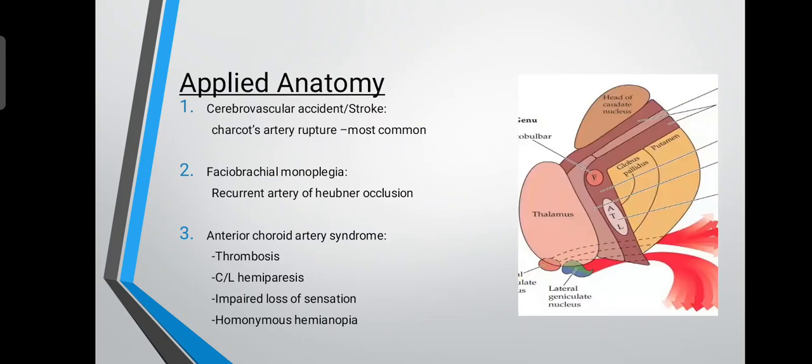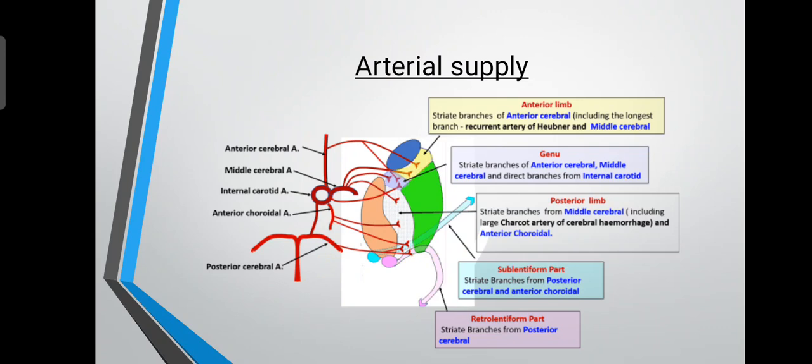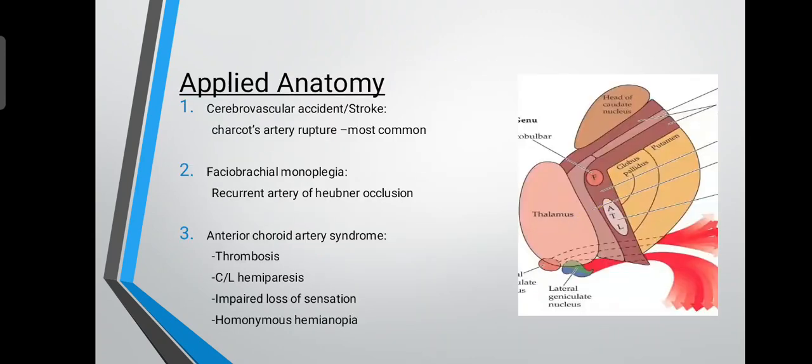Next, we have learned another artery called recurrent artery of Heubner, which is a branch of anterior cerebral artery which supplies the anterior limb. If there is any damage or occlusion to this artery, it will cause damage to the fibers that are passing through it. That condition is called faciobrachial monoplegia.